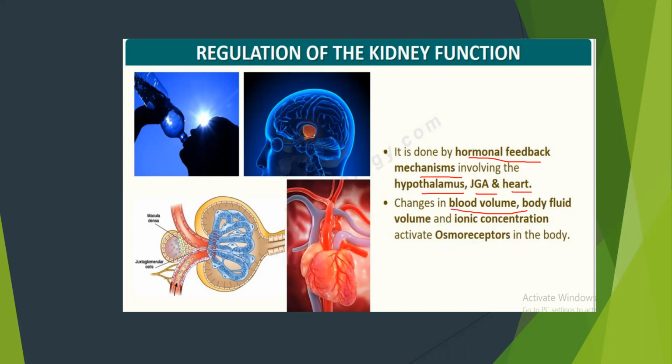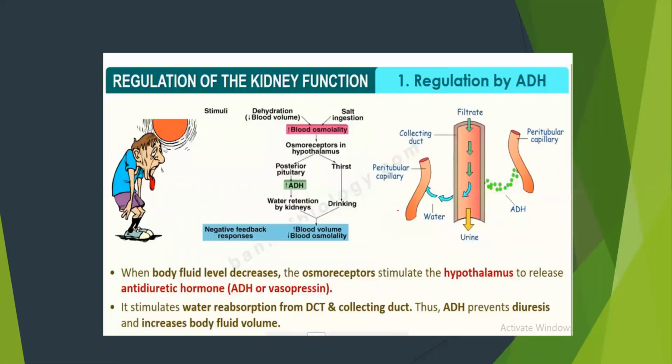The change in the blood volume, body fluid volume and ionic concentration activates the osmoreceptors present in the body, and in turn, they help in the urine formation or the function of the kidney. Now, the very first, let's study how the hypothalamus regulates the kidney function. It regulates the kidney function by producing ADH, antidiuretic hormone, also known as vasopressin.